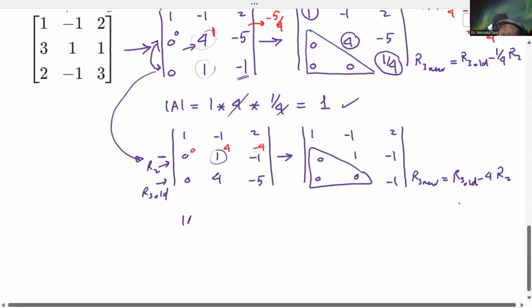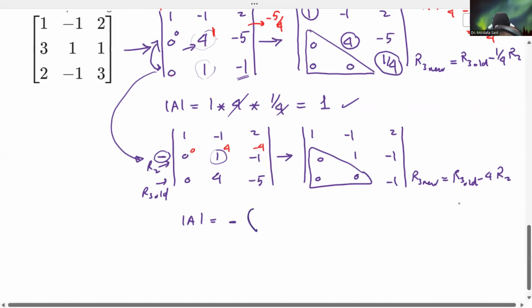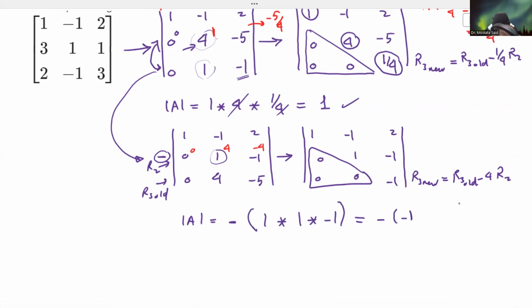Okay, so the determinant of A, this is much easier. You know, it's all ones. Remember, you have a minus here. Minus. Okay, then 1 multiplied by 1 multiplied by minus 1. So it will be minus 1, which is again positive 1. Okay, I personally go with this. I usually multiply by quarters and stuff like that. Rational numbers. Okay, that's fine for me.